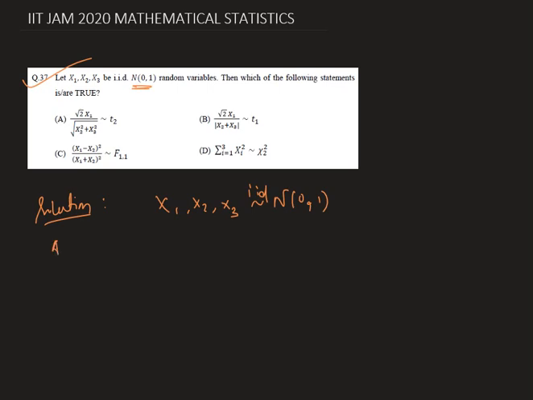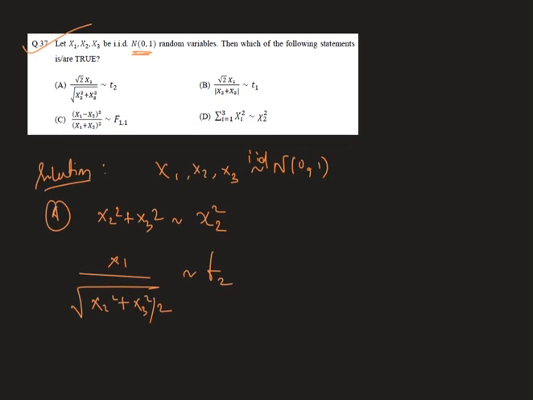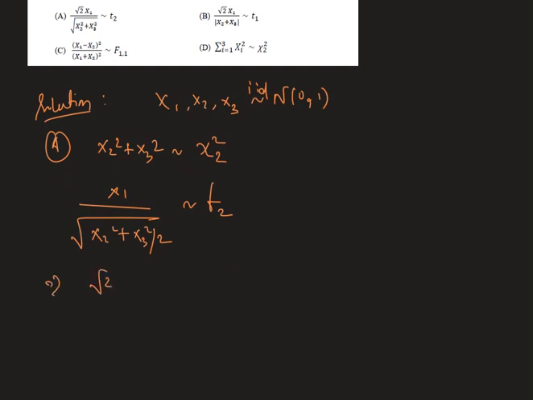Now let's check the first option. So first of all, we evaluate X2 square plus X3 square. Now as X2 and X3 both are normal 0, 1, therefore this implies X2 square plus X3 square is chi-square 2. Now X1 divided by root over X2 square plus X3 square divided by 2 is t with degrees of freedom 2. Therefore we get root over 2 X1 divided by root over X2 square plus X3 square is t2. Hence option A is correct.